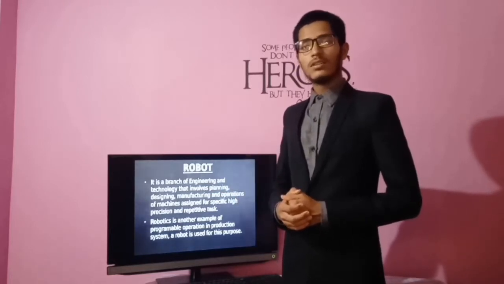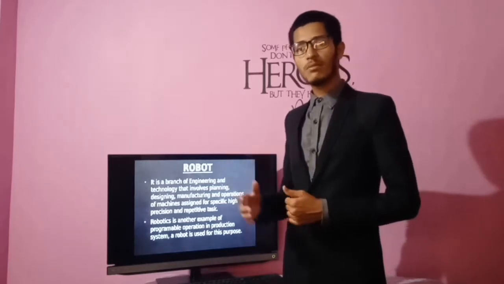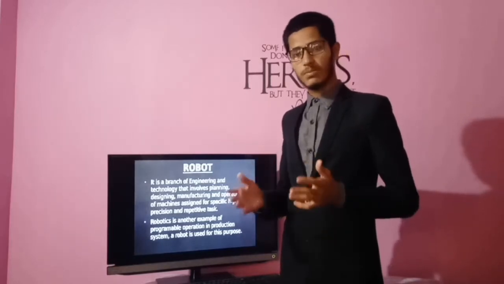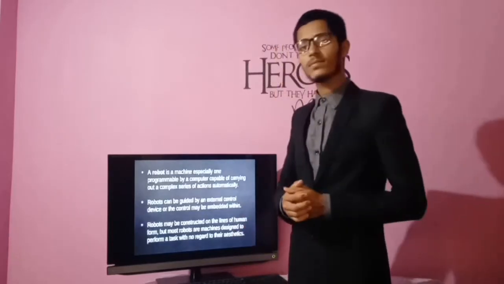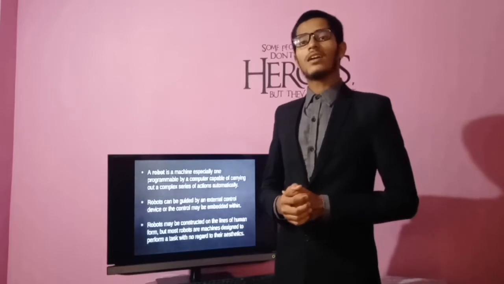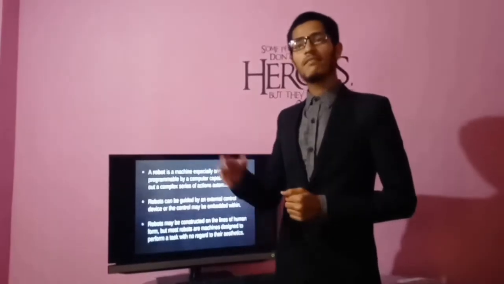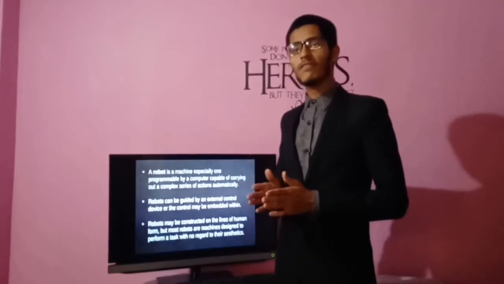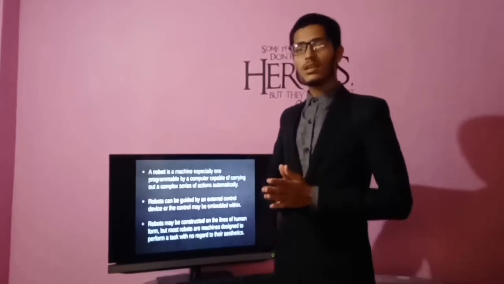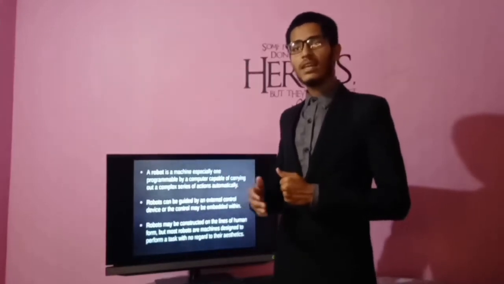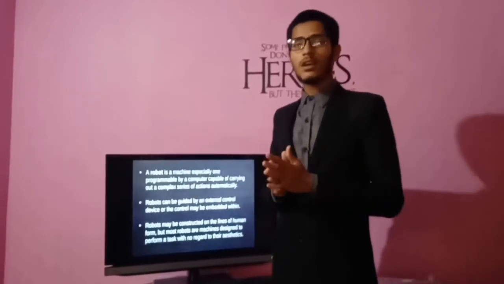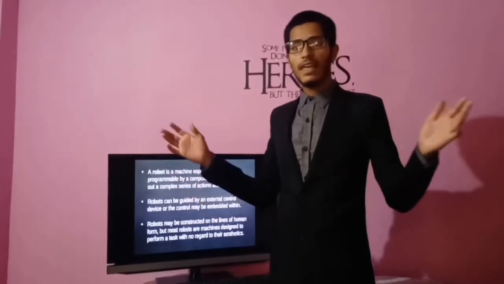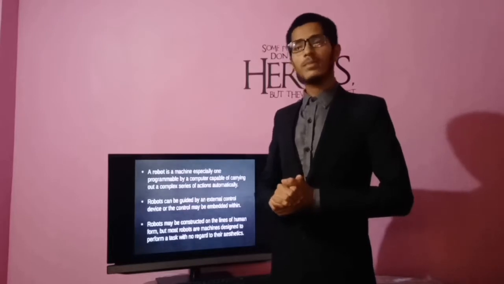Robotics is another example of programmable operation in production system. A robot is used for this purpose. A robot is a machine, especially one programmable by a computer, capable of carrying out a complex series of actions automatically. Means a robot can automatically do the complex series of operations on its own. Robots can be guided by an external control device or the control may be embedded within.